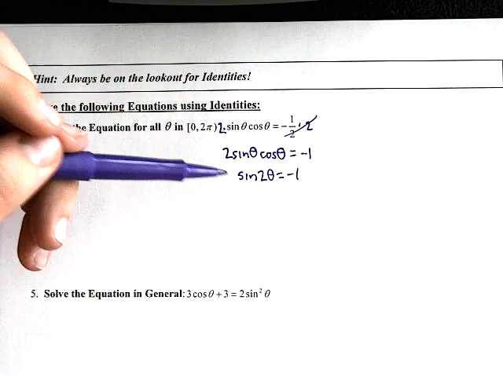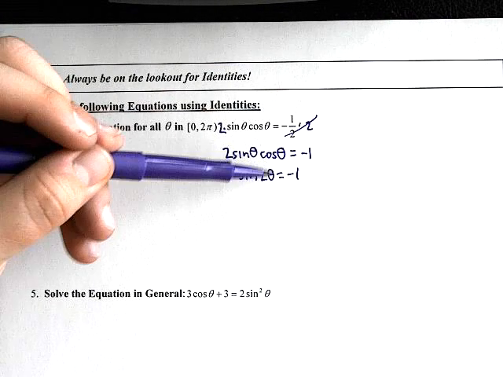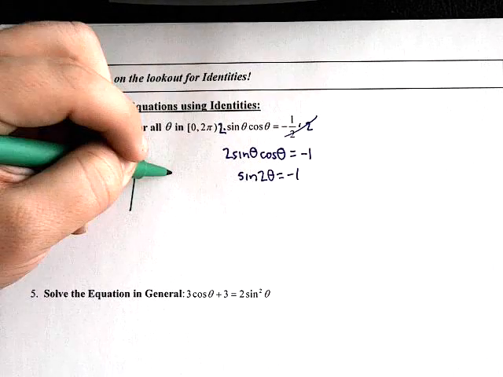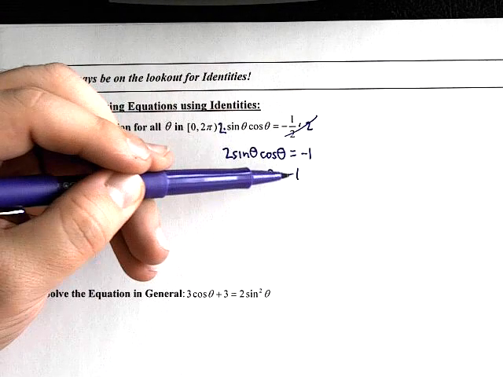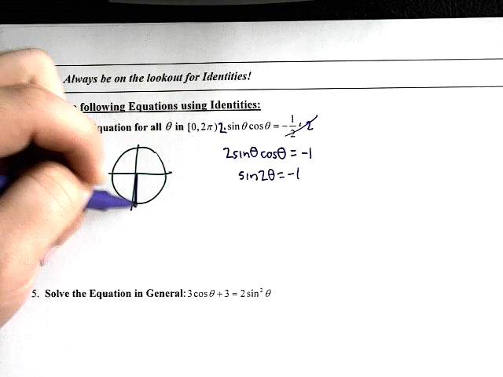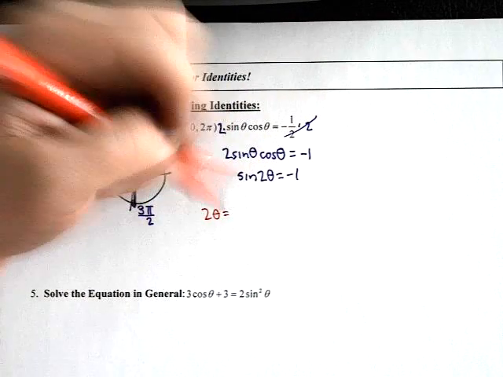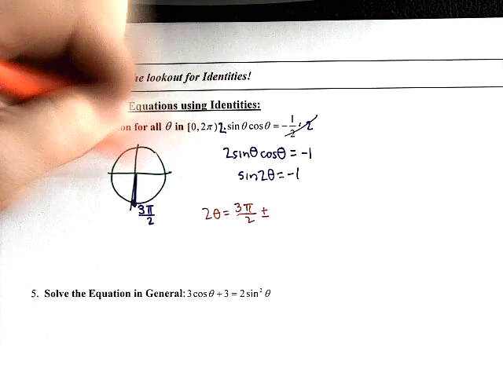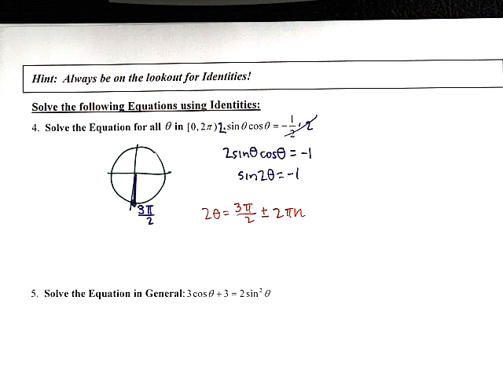So now I can go right to what we've been doing in previous problems. I now have the sine of my angle 2 theta is equal to -1. So I can sketch a unit circle. I know that my y value will only be -1 down here at 3 pi over 2. And I can write an equation. 2 theta, my angle, 2 theta, is equal to 3 pi over 2 plus or minus, oh, it's got to go a full rotation every single time to get to the next solution. All right.